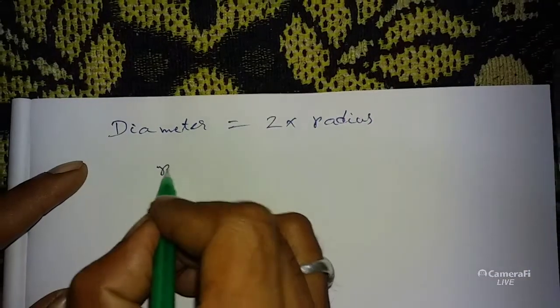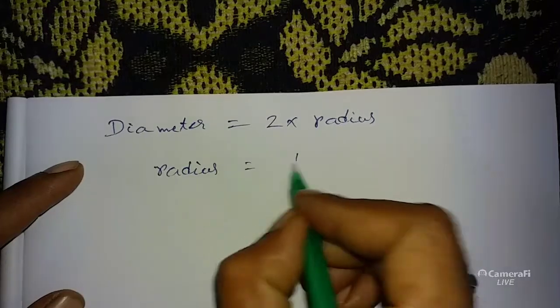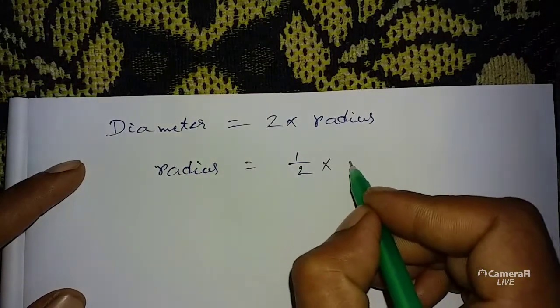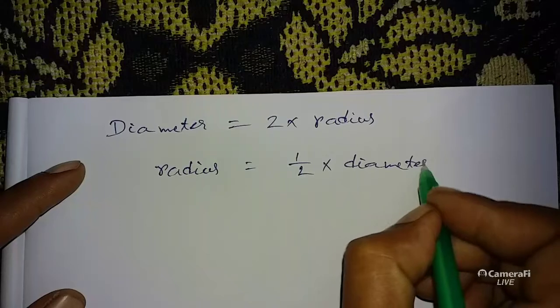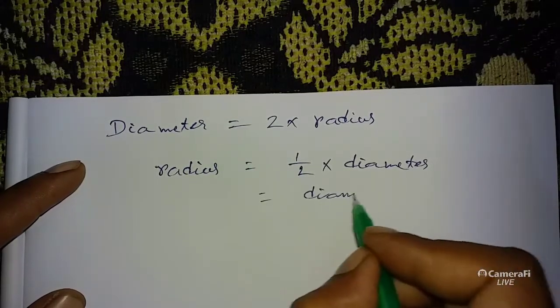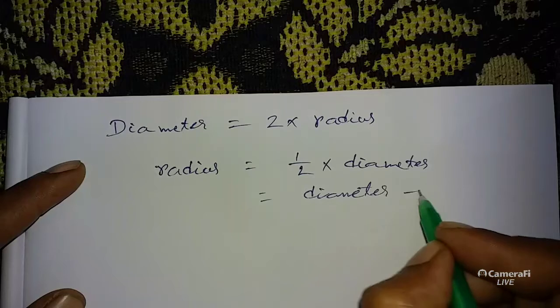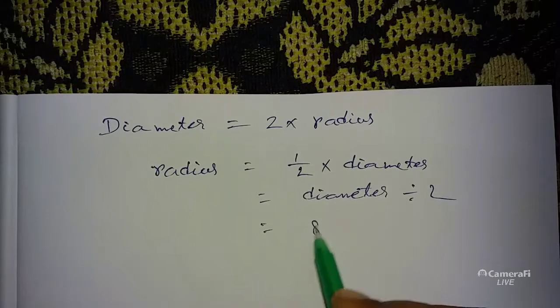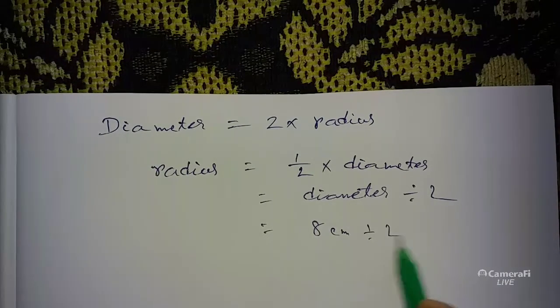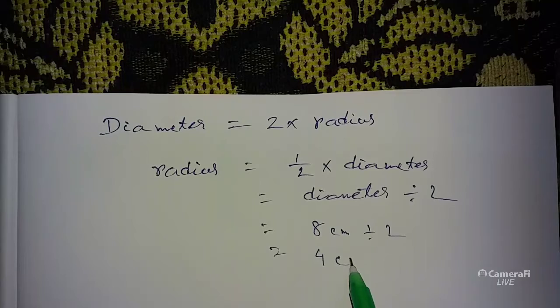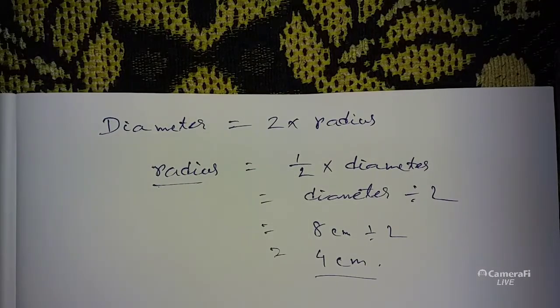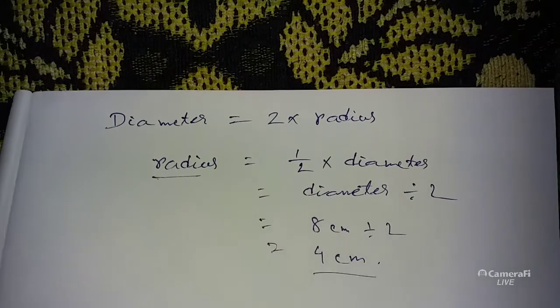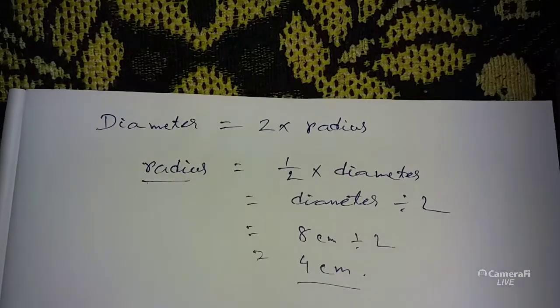So, we can write the radius equal to half of the diameter, that is diameter divided by 2. What is the diameter given? It is given 8 centimeter, and divided by 2 we get 4 centimeter. So, radius becomes 4 centimeter. Now, we can draw the circle as we drew in the previous. We have to take the length of 4 centimeter.